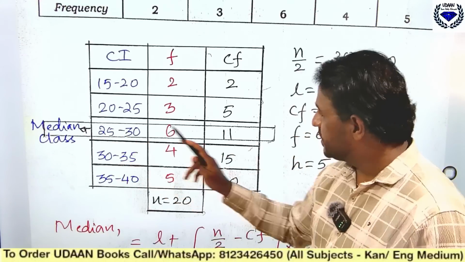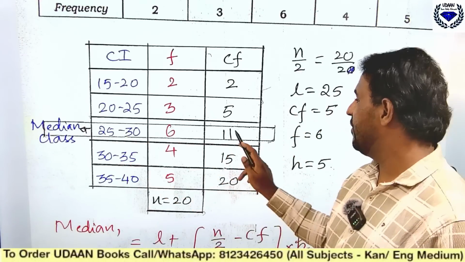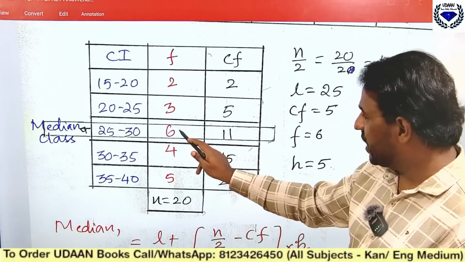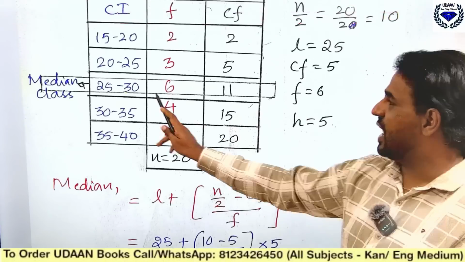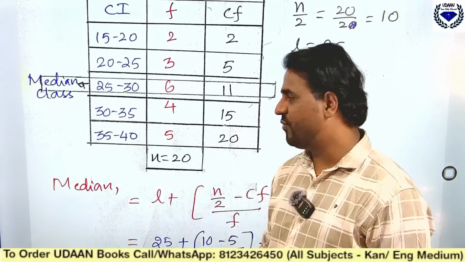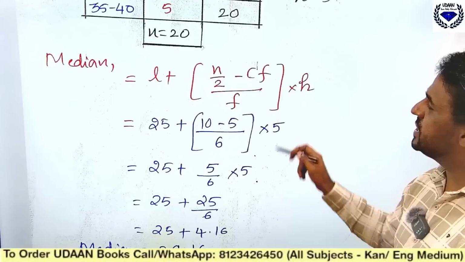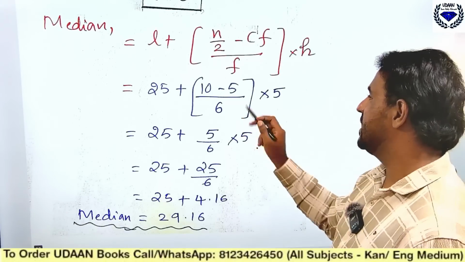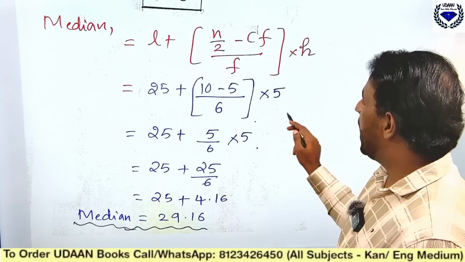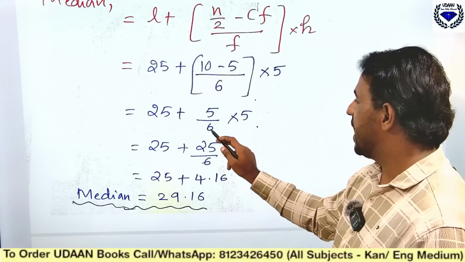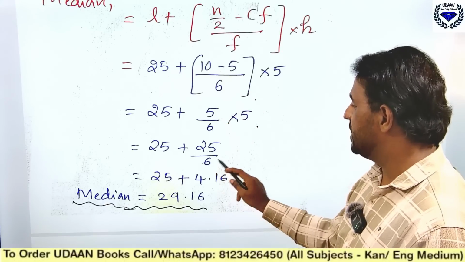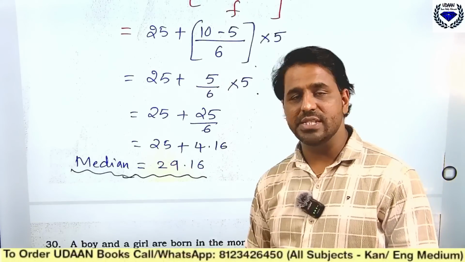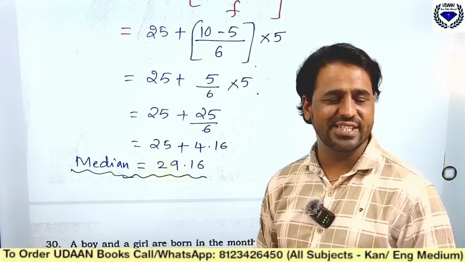In the median class, the leftmost value is L. Then CF is just above the median class, that is 5. Then F is the frequency of the median class. H is the class size. 30 minus 25 is 5. Then median formula is L plus N by 2 minus CF divided by F into H. 25 plus 10 minus 5 by 6 into 5. So it is 10 minus 5 is 5, by 6 into 5. 5 into 5 is 25 by 6. 25 by 6 is 4.16. 25 plus 4.16 will give you 29.16 is the median.